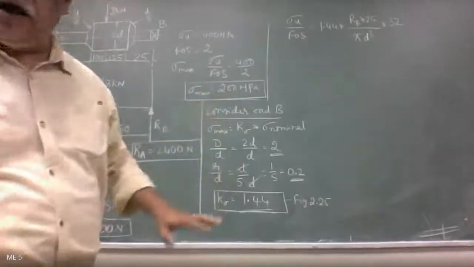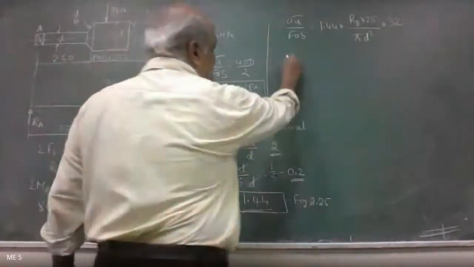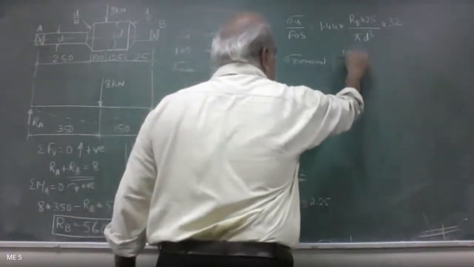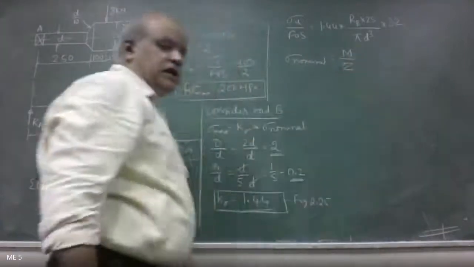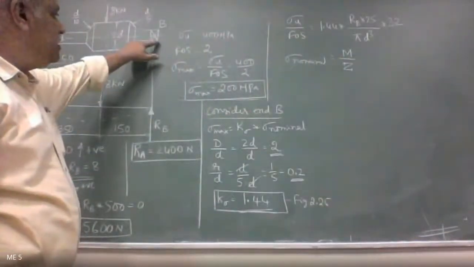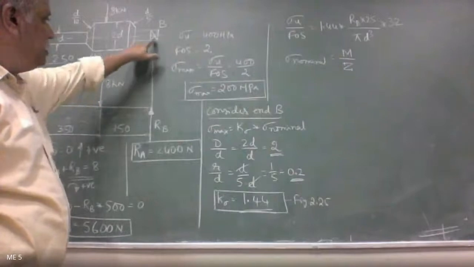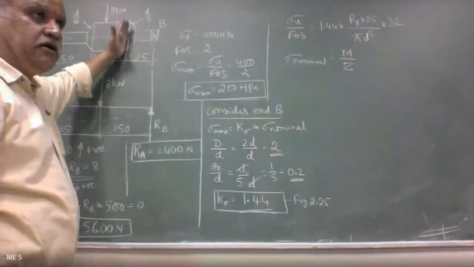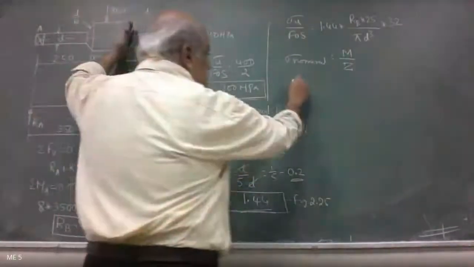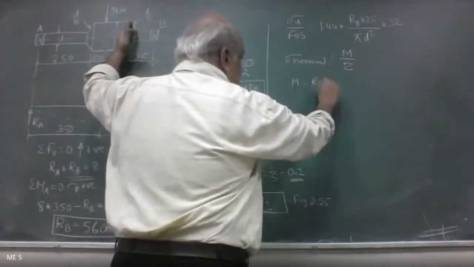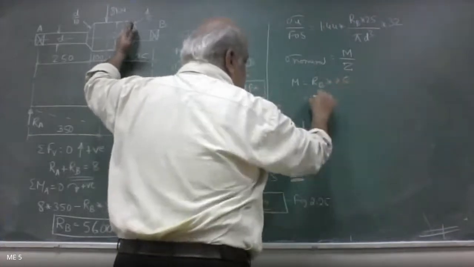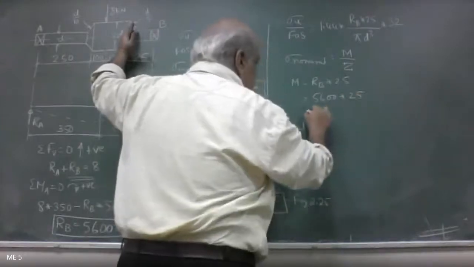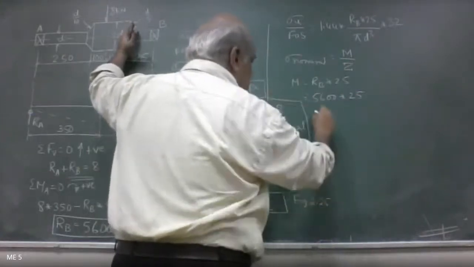See, we need to find out the nominal stress first. Sigma nominal is equal to bending moment divided by section modulus, correct? So how do we find bending moment for end B? We have RB into 25, which is the distance where there is a changeover of cross section. So therefore, bending moment is equal to RB into 25. RB is 5,600 Newton into 25. What is the value of M here?